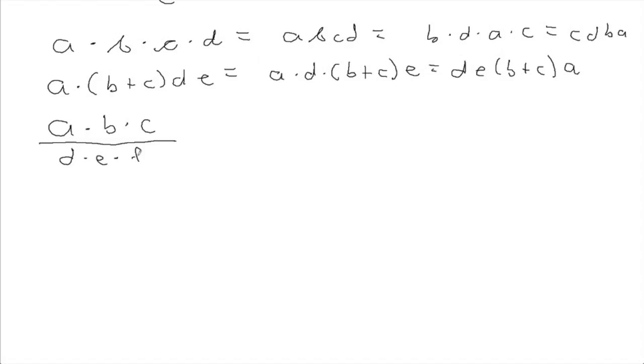Can you think of any way to rewrite this expression? Let's see. We could rewrite this as A over D times B over E times C over F. How do you know that's legal? Because when we multiply these fractions, we get ABC over DEF. Excellent. So you can check that by multiplying. Okay, good.